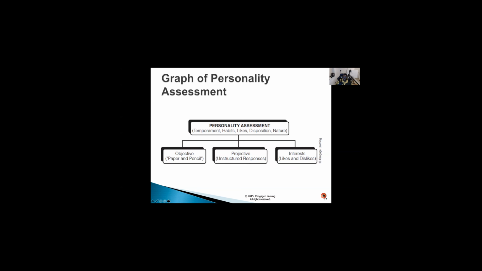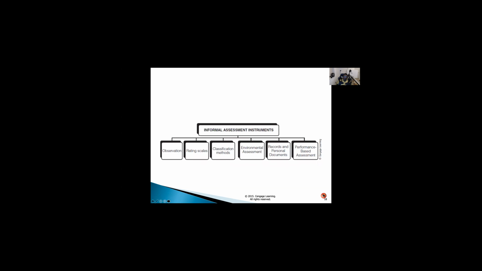When you're looking at personality assessment, it's similar to the other one, but you're looking at the person's temperament, their habits, their likes, their disposition, their nature. There are three ways that you look at that: the objective, projective, and interest. Even with those, it's broken down by which component you're going to be looking at. The objective is paper and pencil. The projective is unstructured as far as responses, kind of like a word association. And interests are the likes and dislikes. Then you have the informal assessment instruments, and those are usually observations, rating scales, classification methods, environmental assessment, record and personal documents, and performance-based assessments.